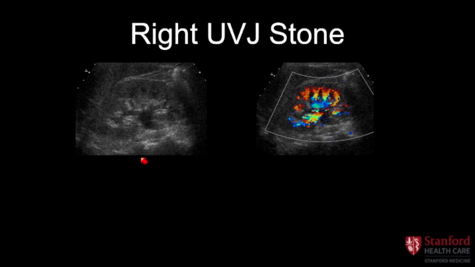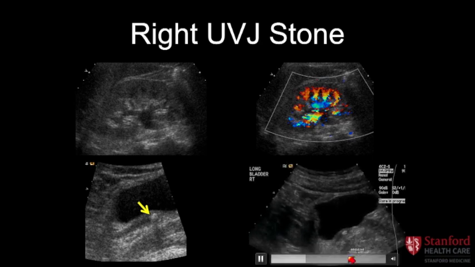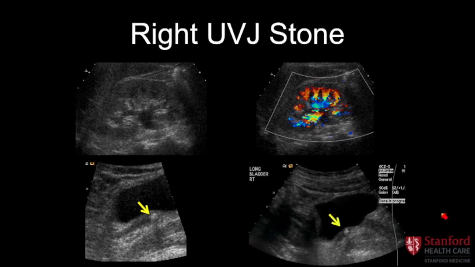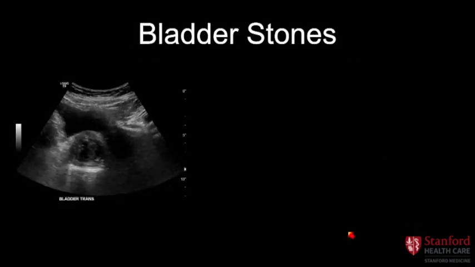Different patient who has mild hydronephrosis of the kidney, and we can see the cause. There's this UVJ stone here. You can see that it's trying to make its way into the bladder. We look at it with color Doppler, and we can see that there is this low amplitude continuous jet, which is a pattern that we sometimes see with partially obstructing UVJ stones. So again, color is really helpful in showing that this is not a high-grade obstruction, it's a partial obstruction.